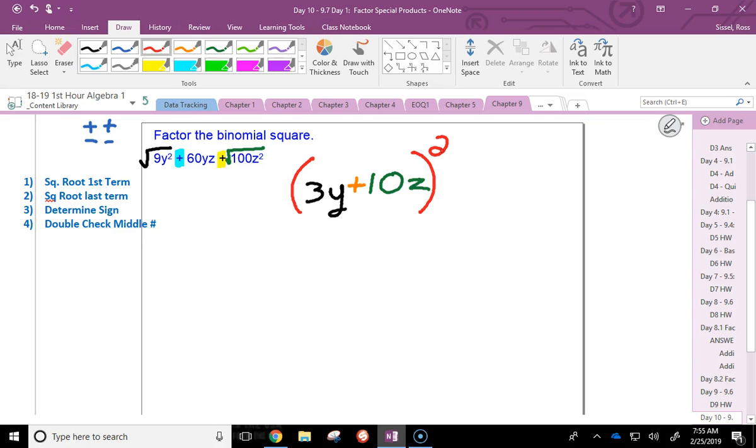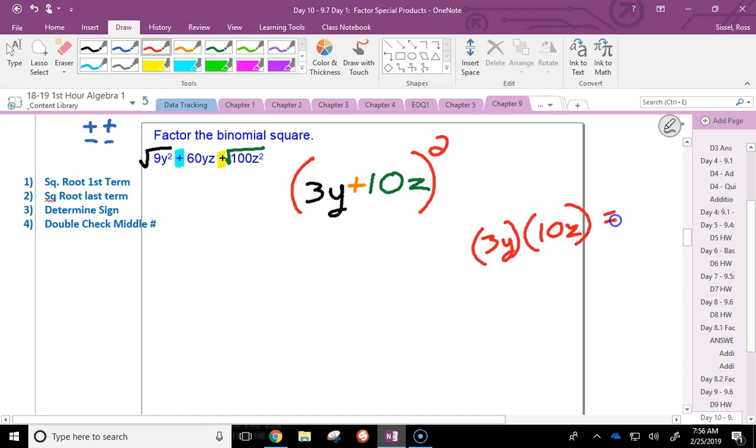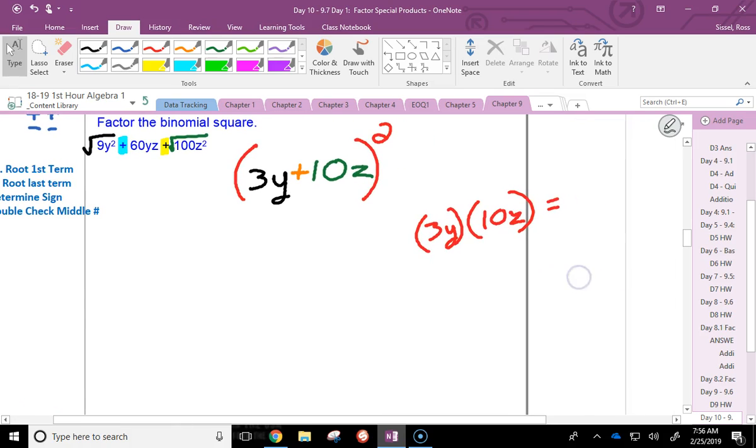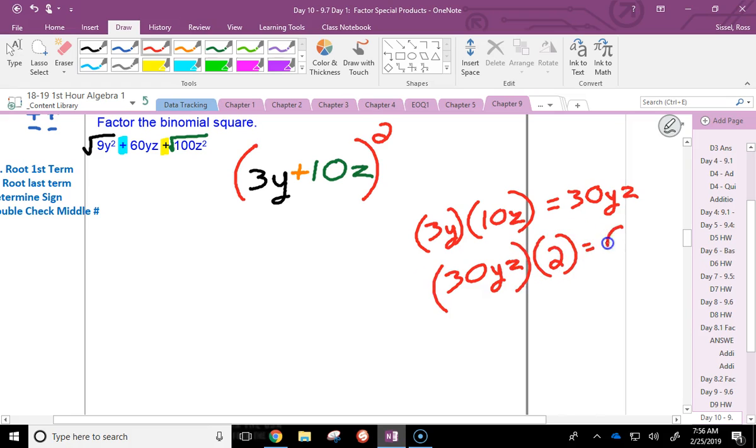3y times 10z. I'm going to write it down here. That gives me 30yz. And then I'm going to take my 30yz, and we always take it times 2. And we get 60yz. Does that match our middle term? So that is our answer. Our answer is 3y plus 10z squared.